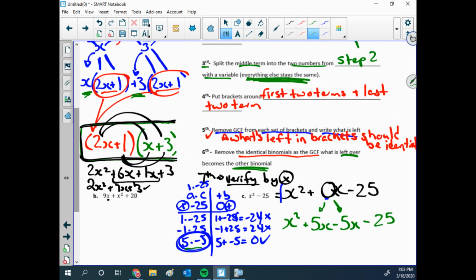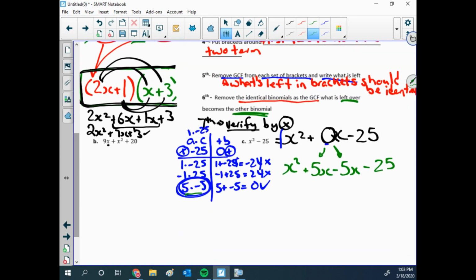The 4th step is to put brackets around the first 2 terms and the last 2 terms. So brackets around the first 2 terms, last 2 terms. And my 5th step is to remove a GCF from each set of brackets and write what's left. So I would divide this by an x and write what's left after I've taken out a GCF. So x squared and x, I'd have an x. Between 5x and x, I'd have a plus 5.